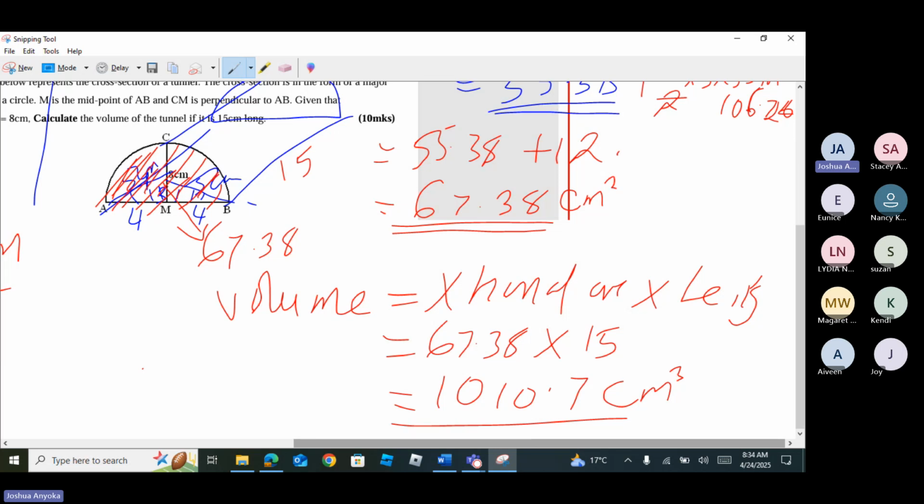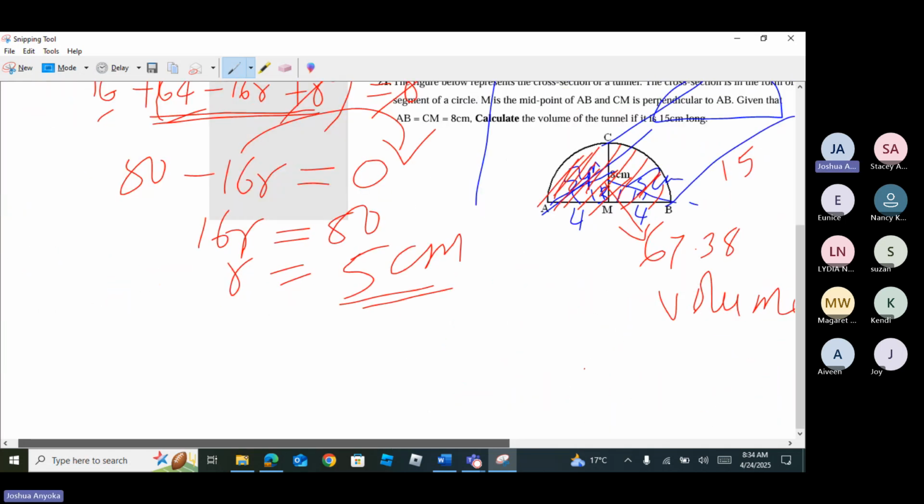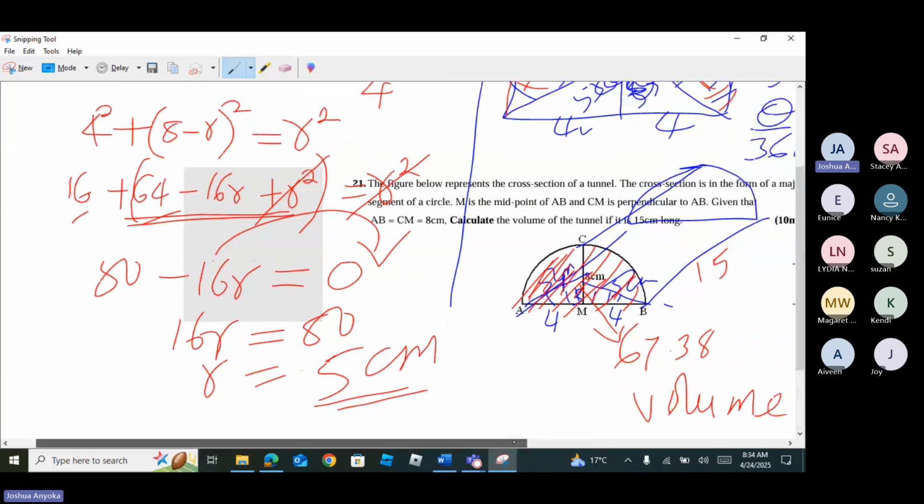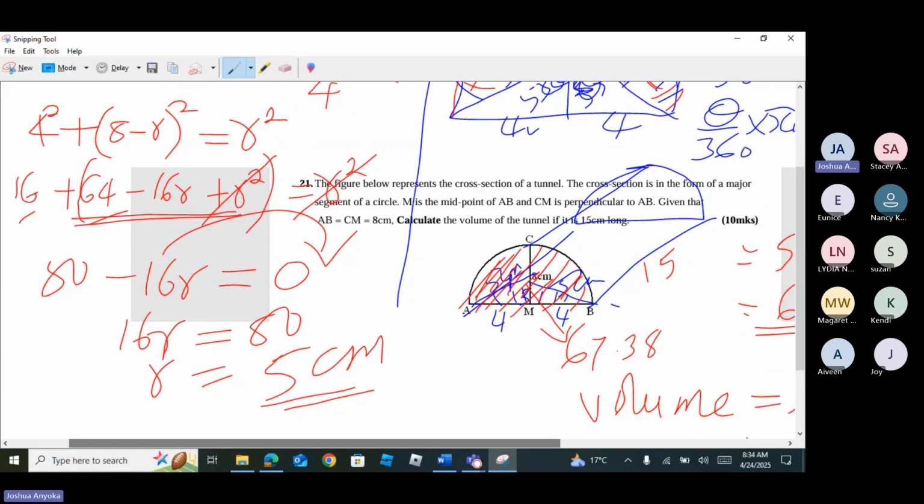Now, what have we done? We are told that the figure below represents a cross-section of a tunnel. The cross-section is in the form of a major segment of a circle. M is the midpoint of AB, and CM is perpendicular to AB. Given that AB is equal to CM is equal to 8 centimeters, calculate the volume of the tunnel if it is 15 centimeters long.